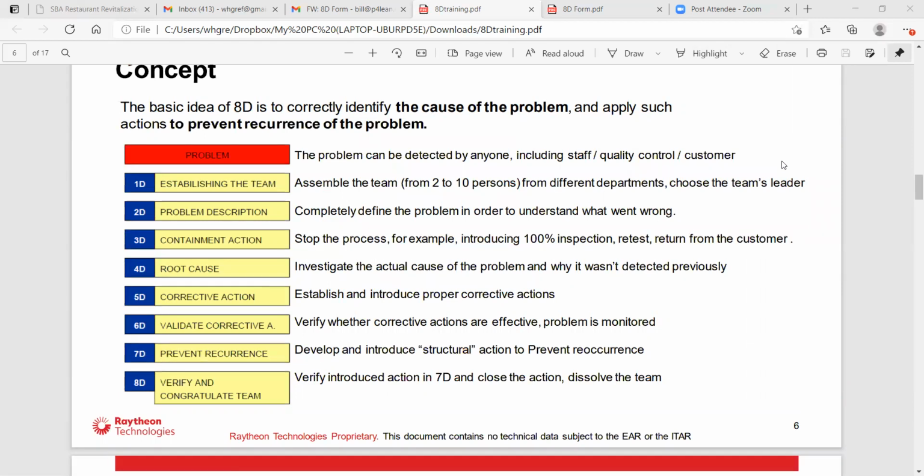The problem itself can be detected by anyone, including staff, quality control, and the customer. And the steps are simply, and they're going to sound familiar: assemble a team, 2 to 10 people, completely define the problem, stop the process and contain it, investigate the actual cause, establish and introduce proper corrective actions, verify whether they're effective, then introduce structural action to prevent recurrence, and then verify and congratulate the team.